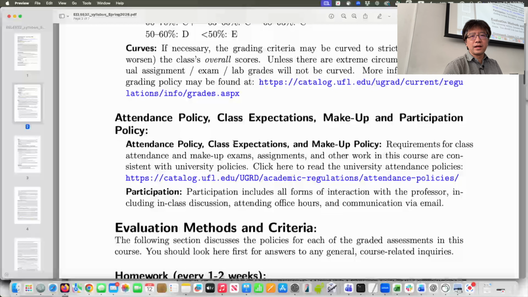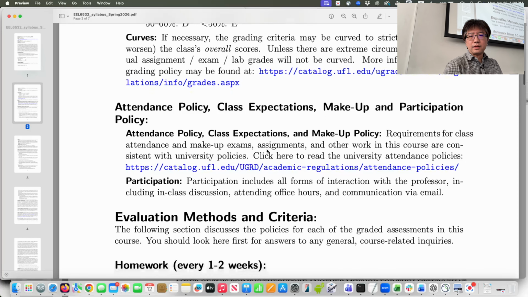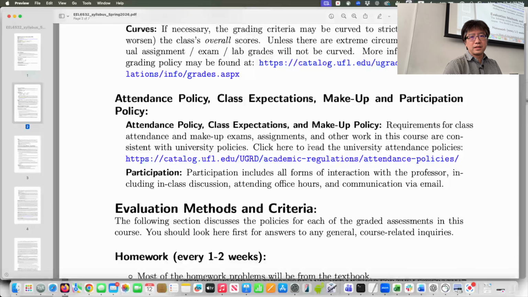Then the attendance policy. Attendance is not required, but it's definitely encouraged. I don't want to teach in front of an empty classroom for sure. But in case you are not here, learning is the most important thing, and I have videos, so you can watch them at home. And there's no makeup exam.